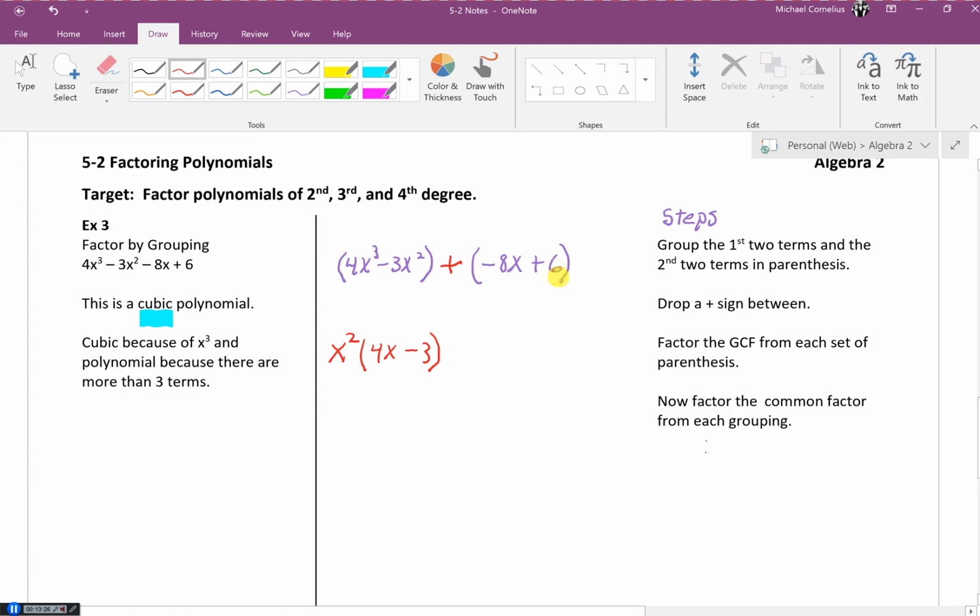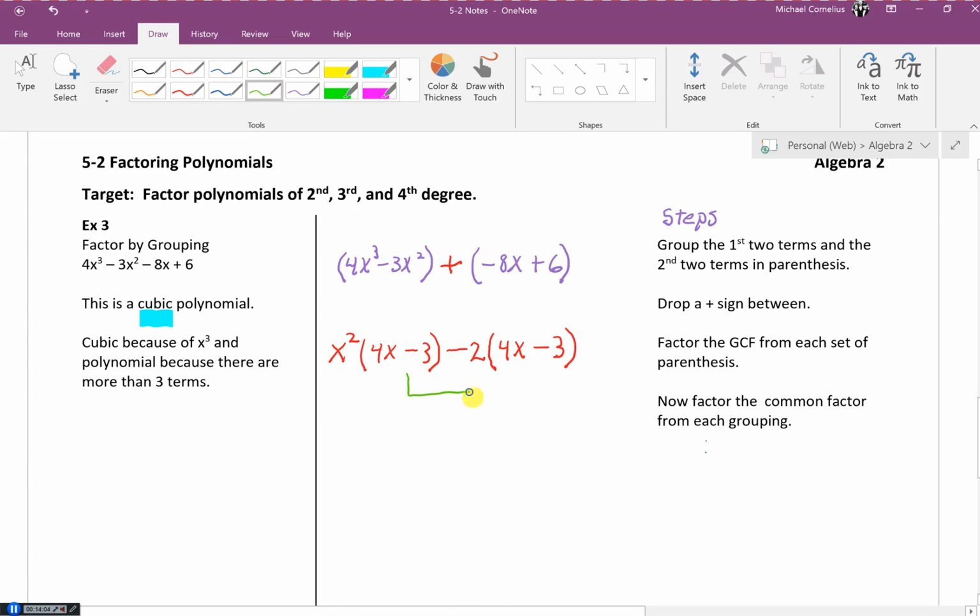8 and 6. I can definitely factor out a 2. I can't factor out any x's because the 6 doesn't have one. But notice this 8 is negative. If this term here is negative, then I'm going to always factor out the negative with the number. Okay? So now, again, we divide. What's negative 8x divided by negative 2? That's positive 4x. What's 6 divided by negative 2? That's negative 3. Hey, look at what just happened here.